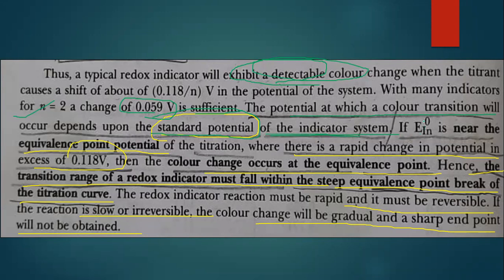If E naught in is near the equivalence point of the titration, where there is a rapid change in potential in the excess of 0.118 volt, then the color change occurs at the equivalence point. Okay, so hence the transition range of the redox indicator must fall within the steep equivalence point break of the titration curve.